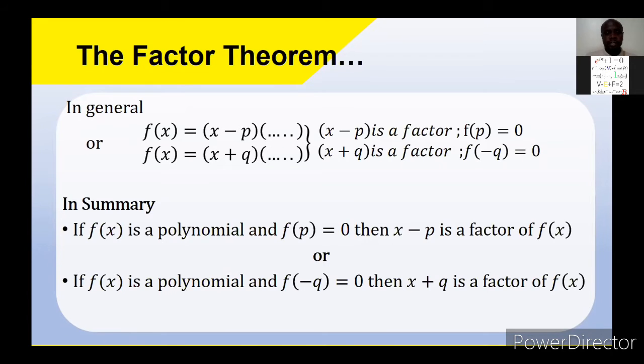All right? So in summary, if f of x is a polynomial and f of p is equal to 0, then x minus p is a factor of f of x. Or if f of x is a polynomial and f of negative q is equal to 0, then x plus q is a factor of f of x. So this is basically what the factor theorem states. It is not difficult. It is very simple, even simpler than the remainder theorem. Okay, now Chevanese and viewers, let us now look at an example.